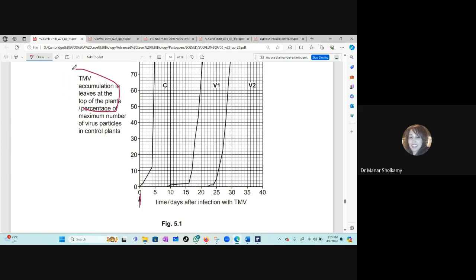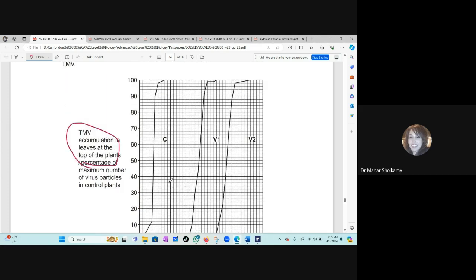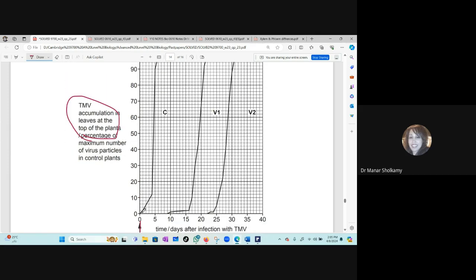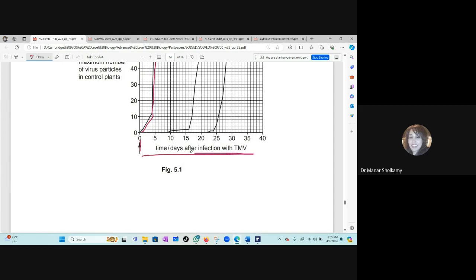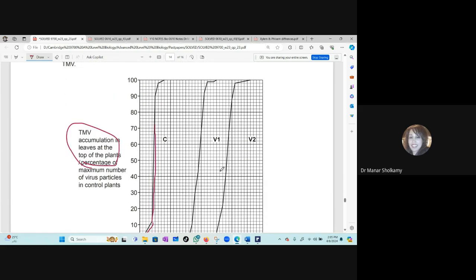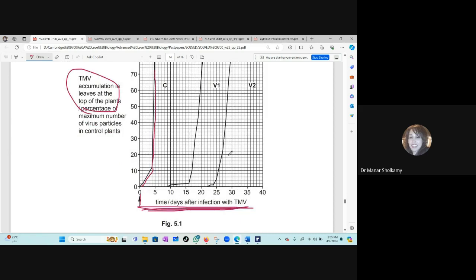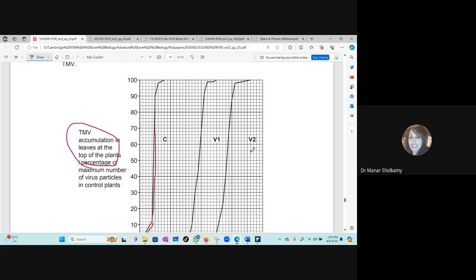And then the accumulation of the virus, they all show the same graph to me. There is a steep increase and then a steeper increase. But the difference is when it happened, when the virus started to accumulate. Now, before I move on, which one took the shortest time for the accumulation of the virus, the control or V1 or V2? V1.